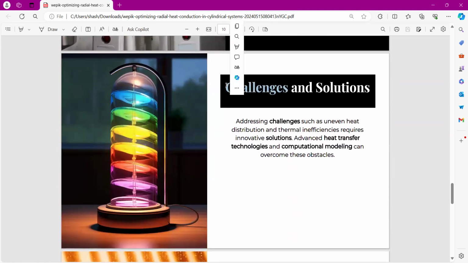Challenges and solutions. Addressing challenges such as uneven heat distribution and thermal inefficiencies requires innovative solutions. Advanced heat transfer technologies and computational modeling can overcome these obstacles.